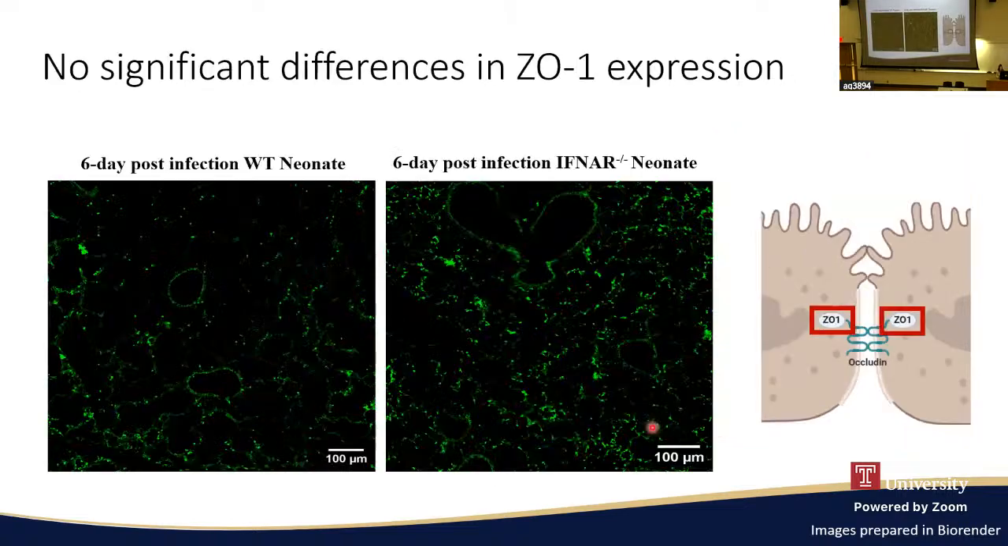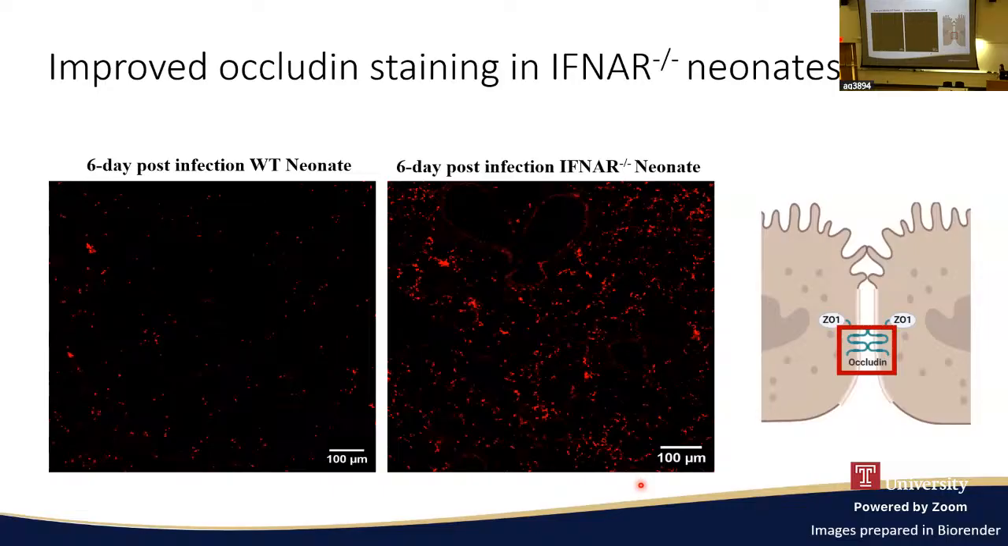And what we found is that there was no significant difference in ZO1 expression between the wild type and IFNAR neonates. However, we do see a significant difference in occludin. So you can see that the wild type neonates have very limited occludin staining, while the IFNAR neonates are better able to maintain this expression.